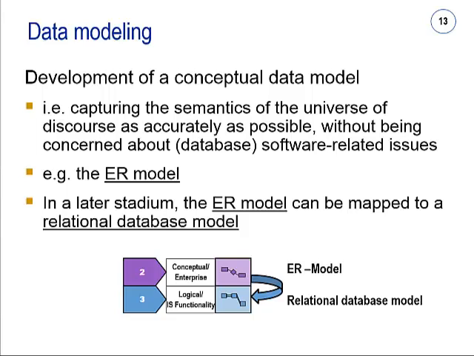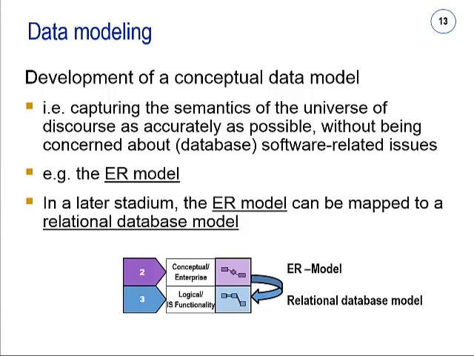That means you're not concerned whether the actual implementation will be a Microsoft Access database, an IBM database, and so on. Your only goal at this moment is to understand the business process, understand its information or data needs, and formulate those in an unambiguous, formal data model. One model which is very handy in this context is the ER model, the entity relationship model.